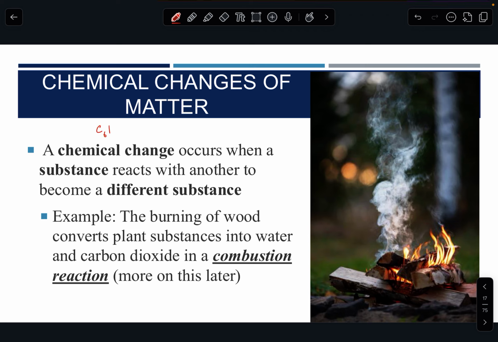For example, we have cellulose, which is a lot like sugar. It's going to be C6H12O6. When you react that with O2, then you get CO2 plus H2O, our classic combustion reaction, which we've talked about before. This is the reaction that you would see with a chemical change of carbon-based carbohydrates and all that.